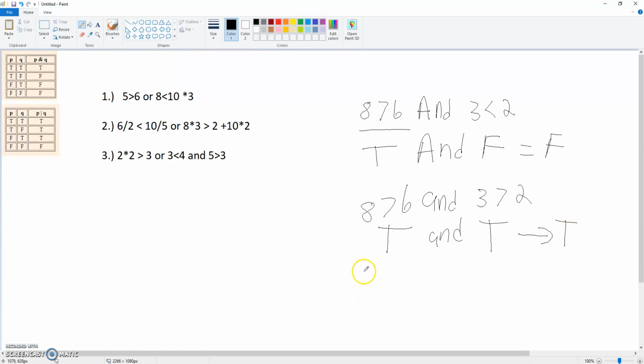Okay? Let's look at OR real quick. So we have 8 greater than 6 or 3 less than 2. This is true or this is false. So we have true or false. That means OR. True or false is true. If one of them is true, which this one is, that whole thing yields true.